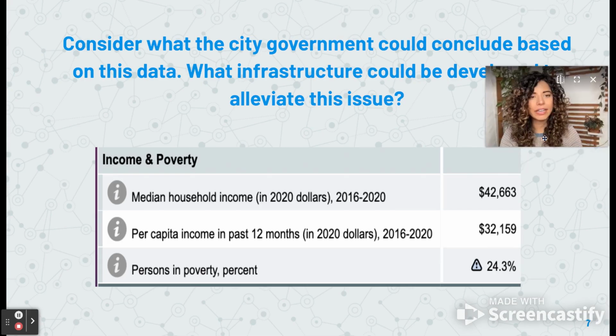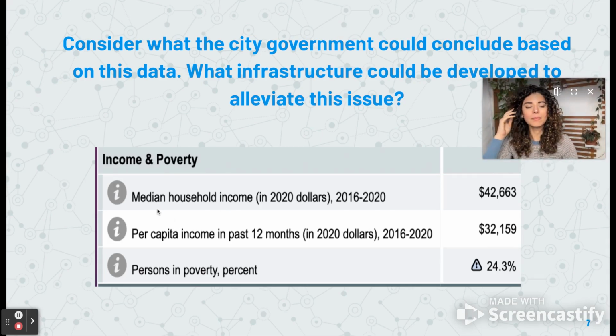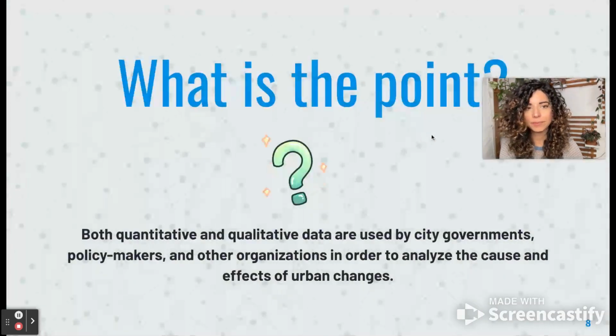So here we have income and poverty. Here we have median household income from 2016 to 2020. This is the amount in USD, 42,663. Persons in poverty percentage-wise, 24.3%. So if we think about these numbers, if we think about these statistics, some inferences, some conclusions could be drawn about infrastructure and maybe what is needed within a city, what kind of services.